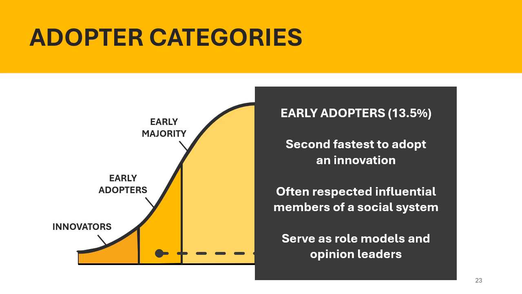Secondly, we have the early adopters that make up the next 13.5%. They are the second fastest to adopt an innovation, and they often serve as role models or opinion leaders to the rest of the social system.